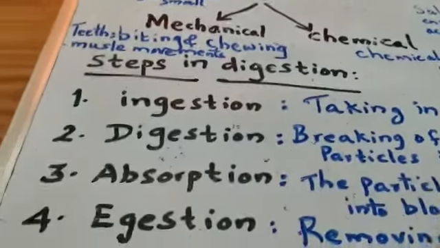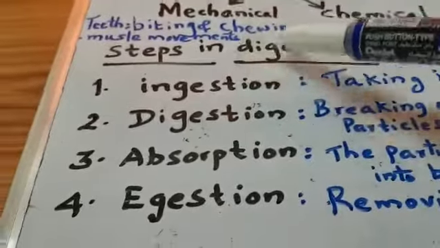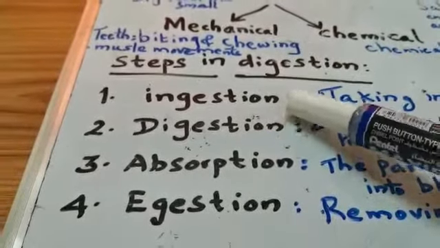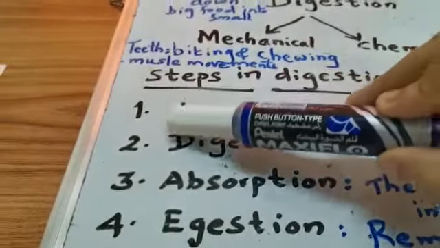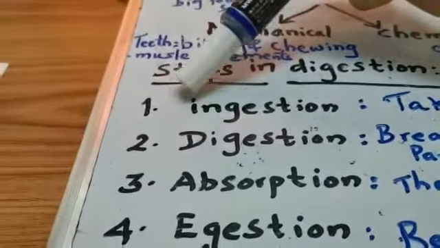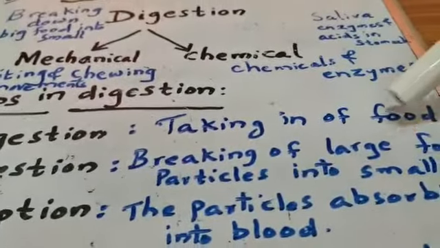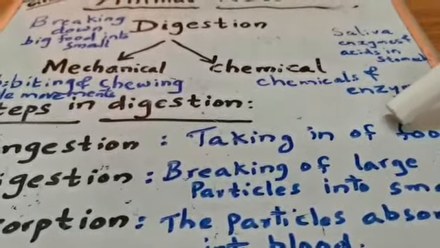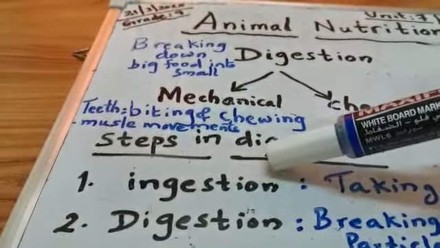Now, what are the important steps in digestion? The first one is ingestion. From the name itself, it indicates the word in. In means taking in. You are taking in the food. First you are putting the food into your mouth. That process is called ingestion.